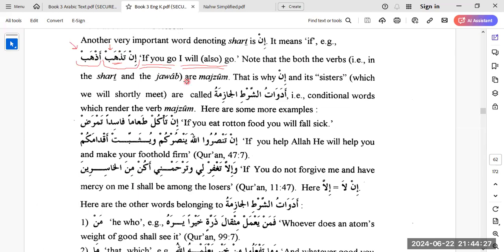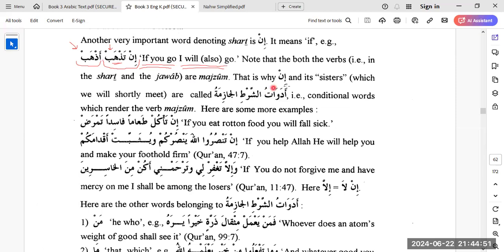So what would in demand? When will you say in is a shart? When the fi'l mudari' follows it. Obviously fi'l mudari' will be majzoom; madi cannot be majzoom, right? Madi is fixed, it's mabni. But the verb will be mudari', so this mudari' will be majzoom.